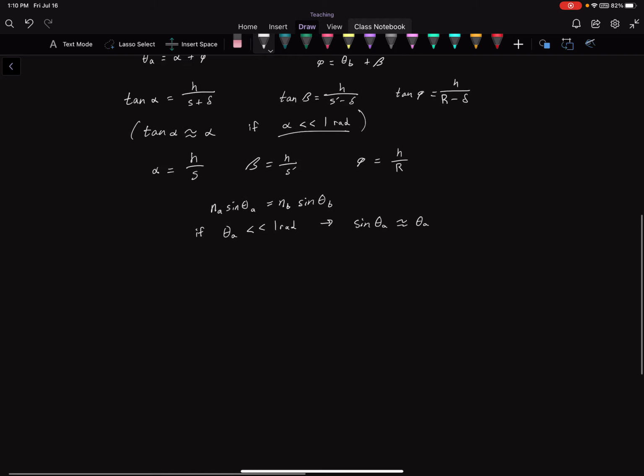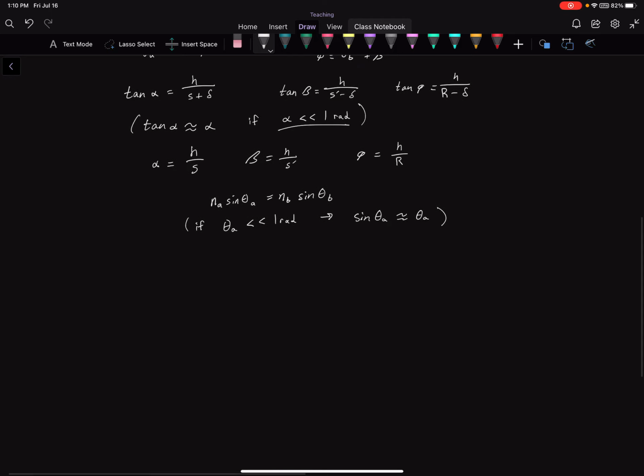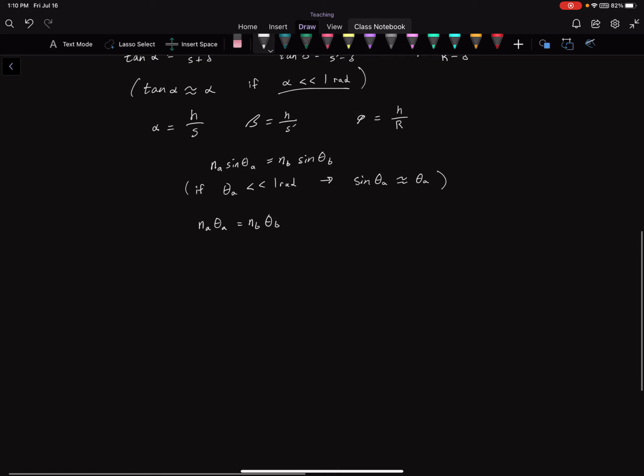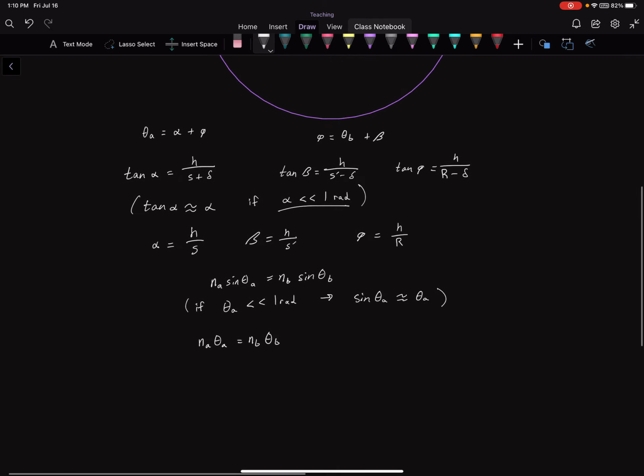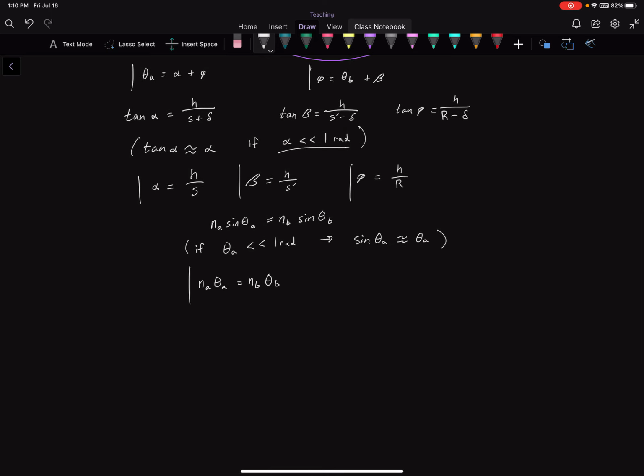Okay, so this is our little small angle approximation. That means that we can simply write NA theta A is equal to NB theta B. All right, so now we have all our equations. We got this one, this one, these three, and we have this one. Between all of those, we can put them together and find a useful equation that we're looking for.